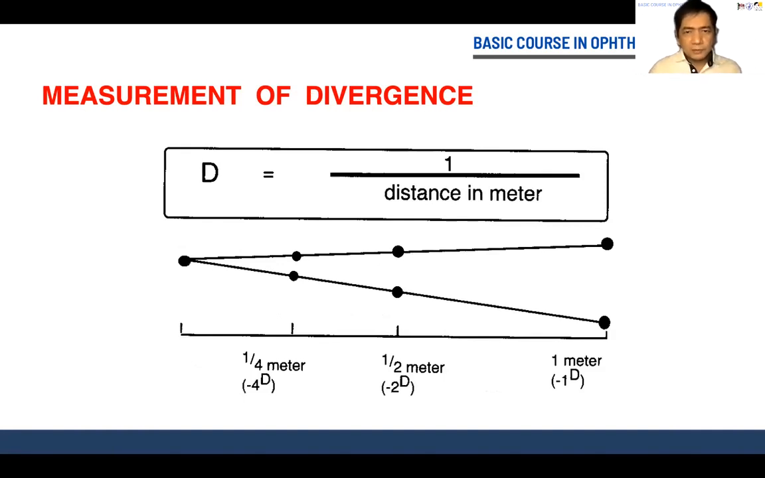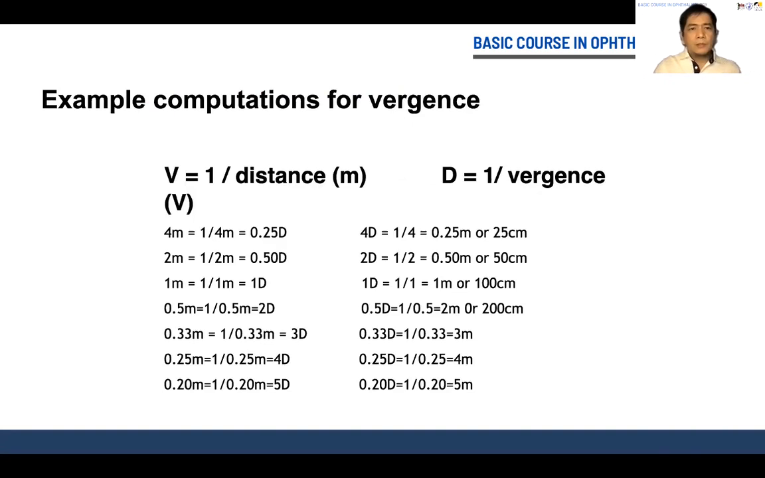And the opposite is if it's divergent, it is in minus. So 1/4 meter divergent light will give you a minus 4 diopter, and 1/2 meter divergent light will give you a minus 2 diopter, and 1 meter distance divergent light will give you a dioptric power of minus 1. Okay, so the vergence formula is D equals 1 over the distance in meters. These are just examples of what we have just discussed.